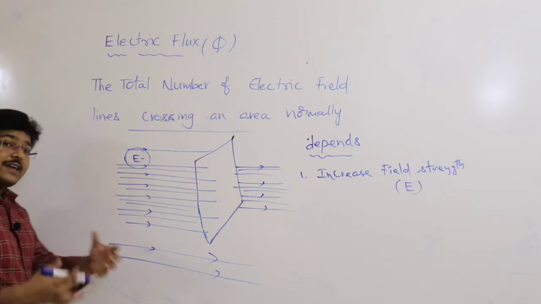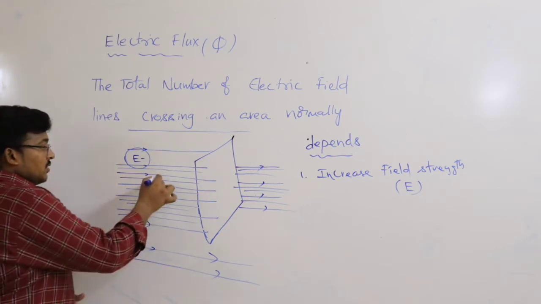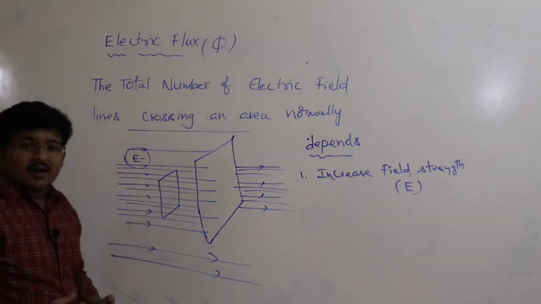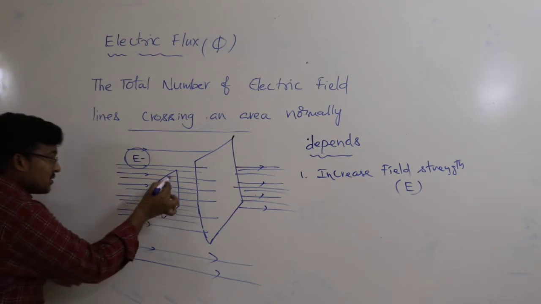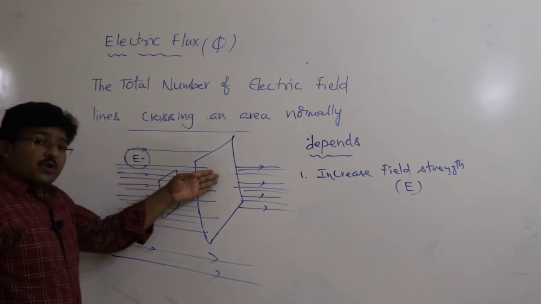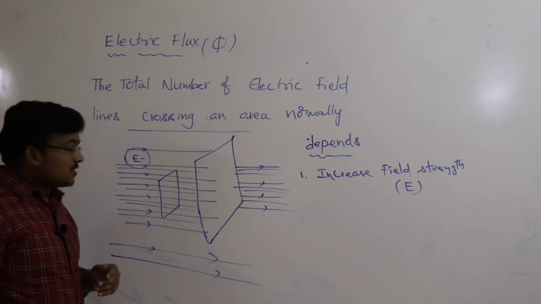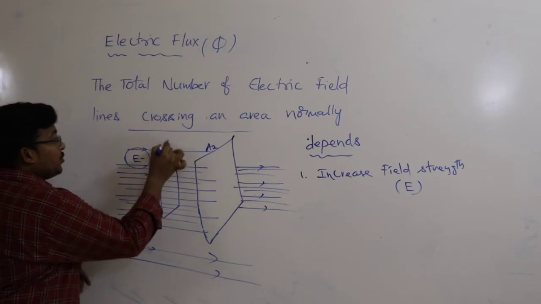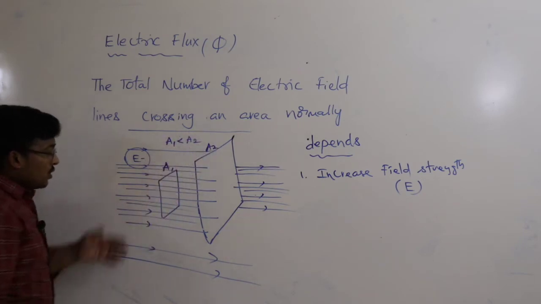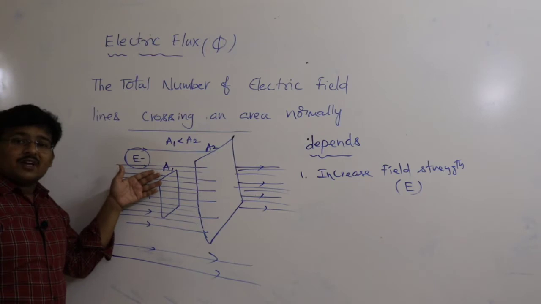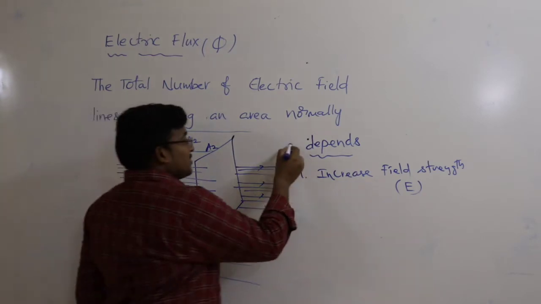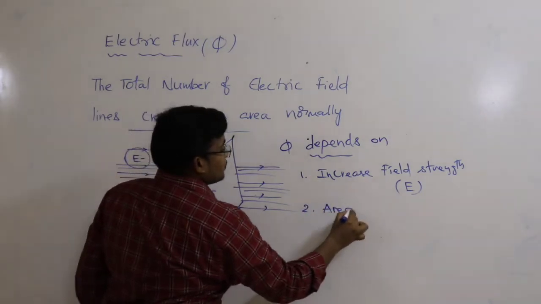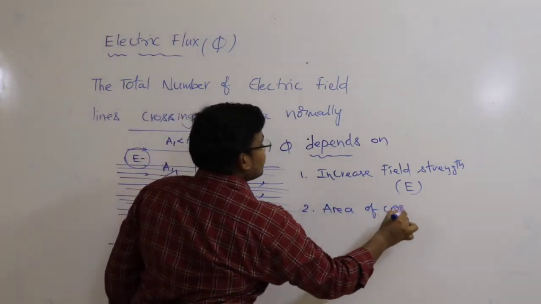Now sir, if I take one more plane with less area, through this, are more lines passing or fewer lines? Through this area, it is lesser. If the areas are A1 and A2, and you know that A1 is less than A2, then through the smaller area the number of lines passing is less. Which means the flux depends on the second parameter, the area of cross section.